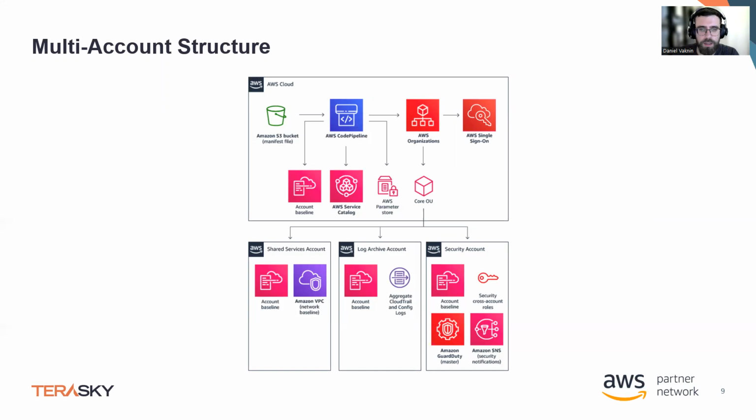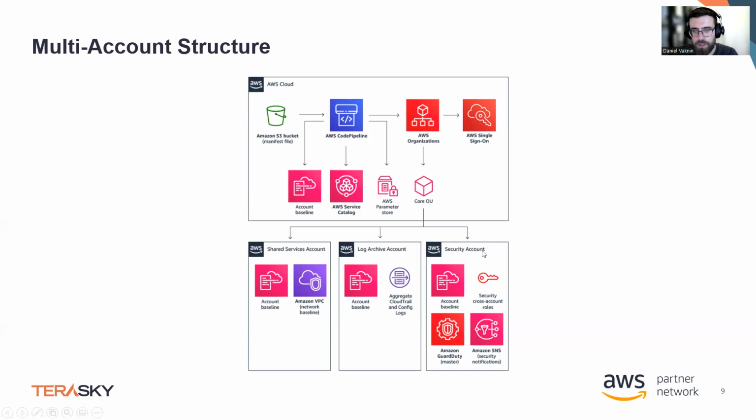Apart from these, the common structure of a landing zone consists of this core OU, as you can see here in the middle. This core OU contains the basic, best-practice common accounts to create when you create this landing zone structure.